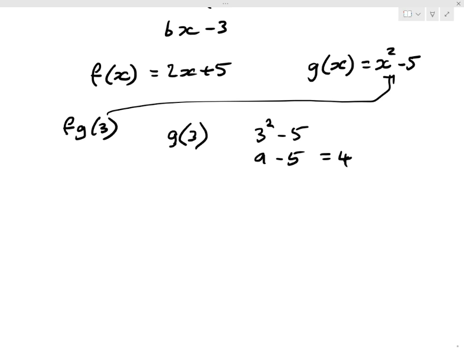So now we take the 4, which is the result of the g function, and put it in the f. So the fg function altogether is 4, isn't it? Yeah. So put 4 in there. So this is 2 times 4 plus 5. 8 and 5 is equal to 13. Yeah, so that's the whole thing is equal to 13.